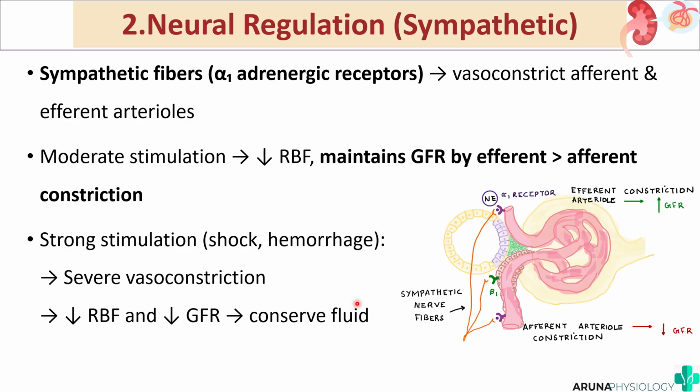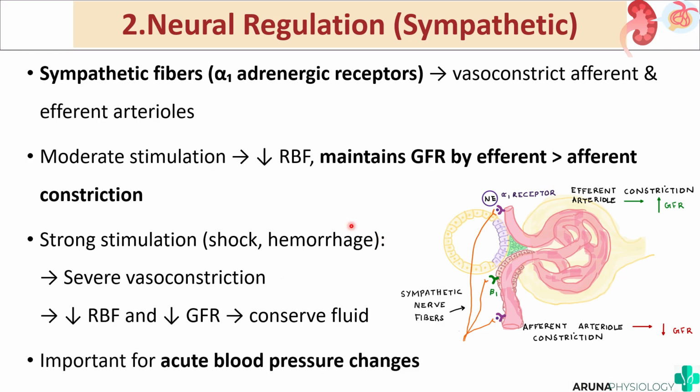It occurs especially in cases of shock and hemorrhage. So this is important for acute blood pressure changes, so that the body can be protected against complications like shock and hemorrhage. Okay, so that was about neural regulation.